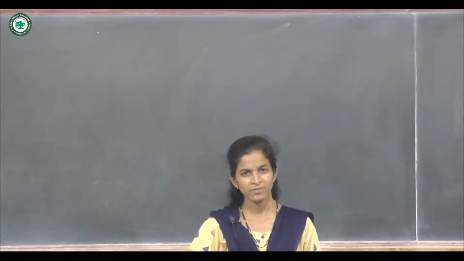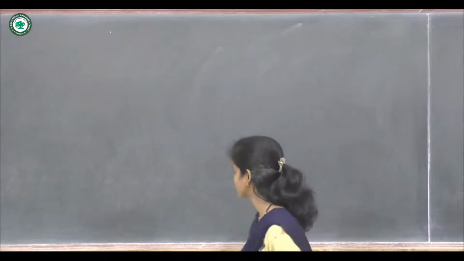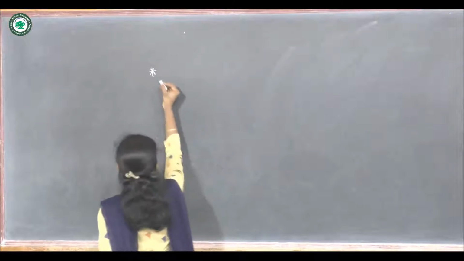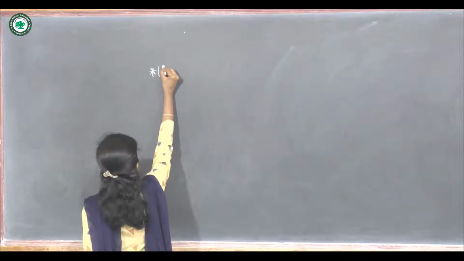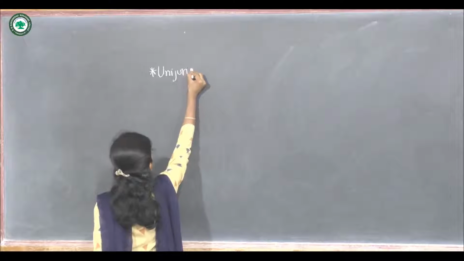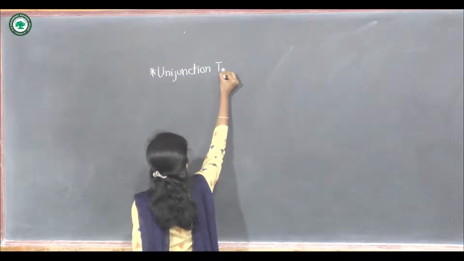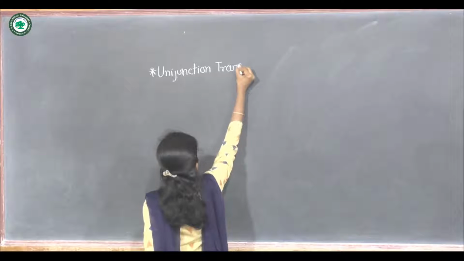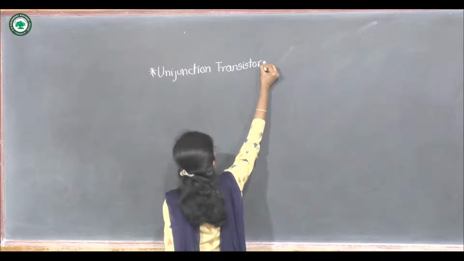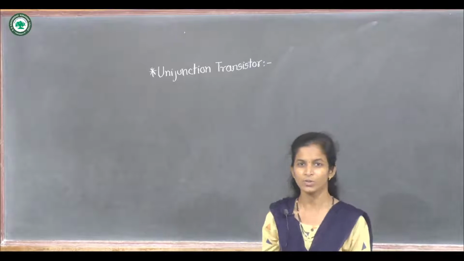Hello students, in previous lectures we have discussed the bipolar junction transistor. Now we will discuss the unijunction transistor. So as the name implies, unijunction, there is a single junction and three terminals. Unijunction transistor. So we will see what this unijunction transistor is.